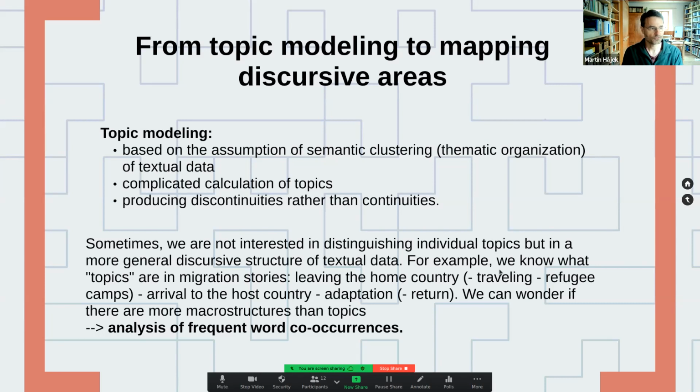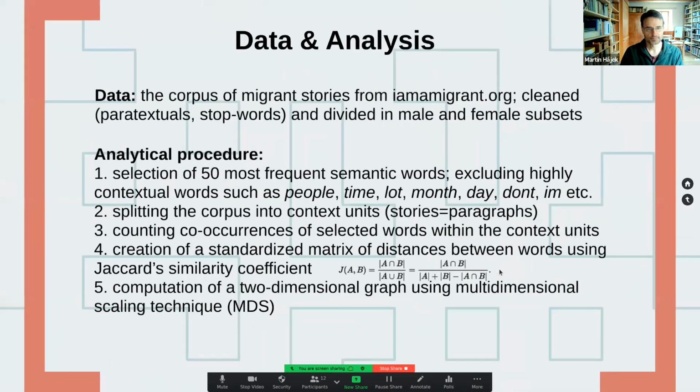It can be used for botanic analysis of some national park, to look for co-occurrences of different plants in some area: which plants grow together and which plants are far from others. And what I did for this lecture, I took the same corpus of migrant stories. I cleaned it in the same manner. So I removed paratextuals, like expressions and words that didn't relate to the stories. I removed stop words like to, the, etc., the grammatical words, and I also divided the corpus into two samples, male and female stories.